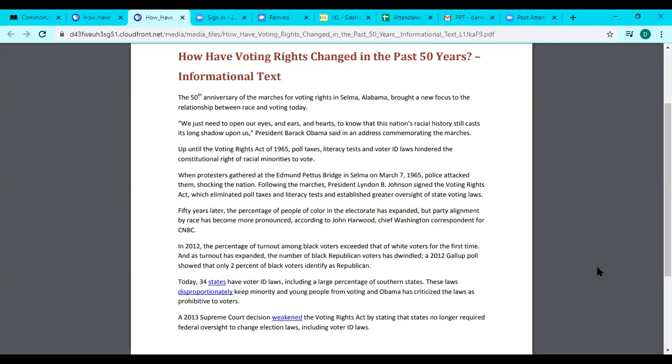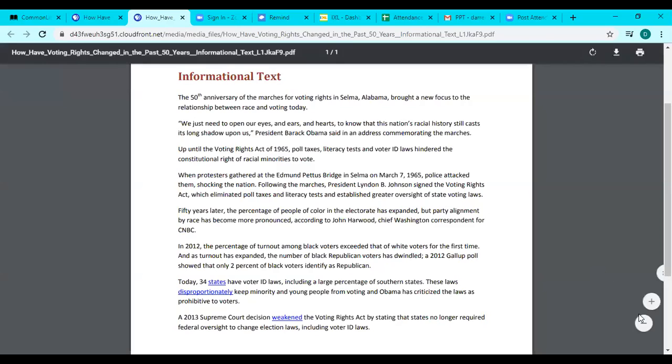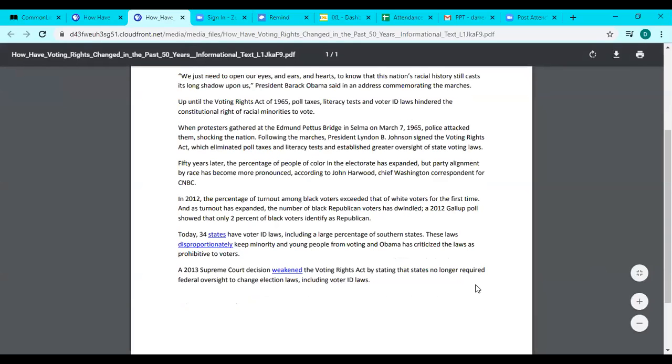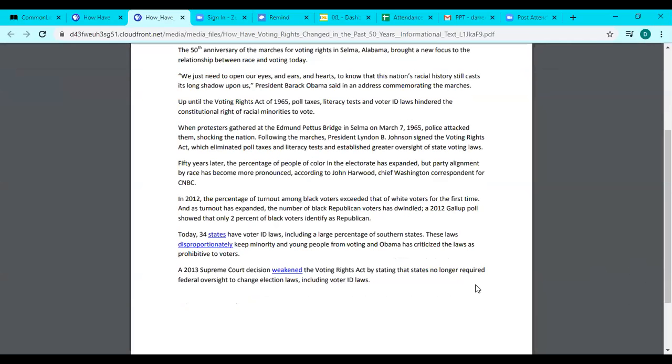Today, 34 states have voter ID laws, including a large percentage of southern states. These laws disproportionately keep minority and young people from voting, and Obama has criticized the laws as prohibitive to voters. A 2013 Supreme Court decision weakened the Voting Rights Act by stating that states no longer require federal oversight to change election laws, including voter ID laws. All right, perfect.